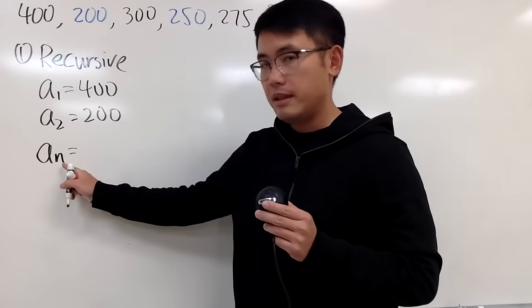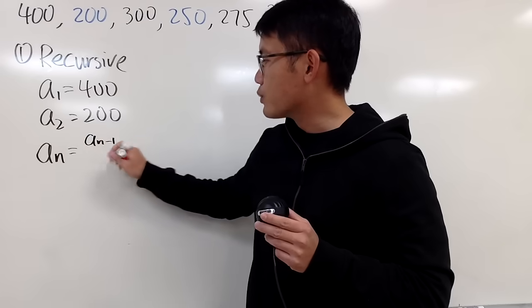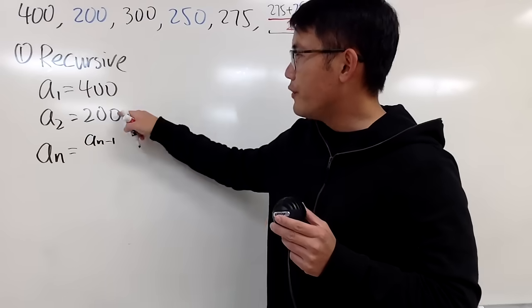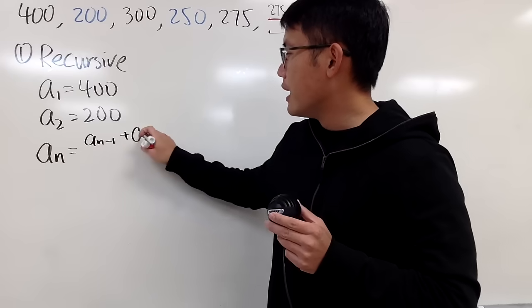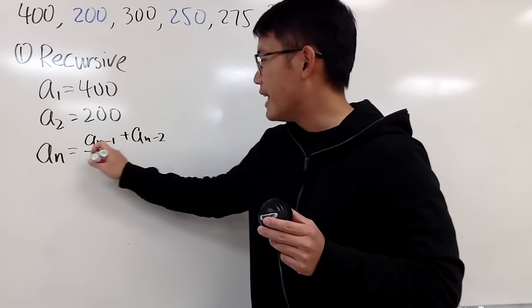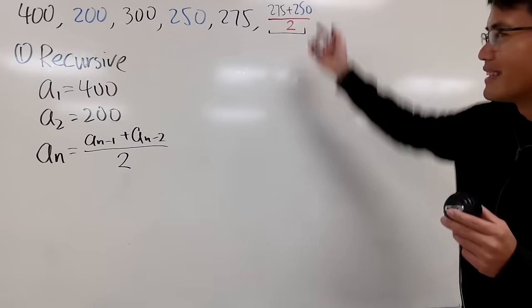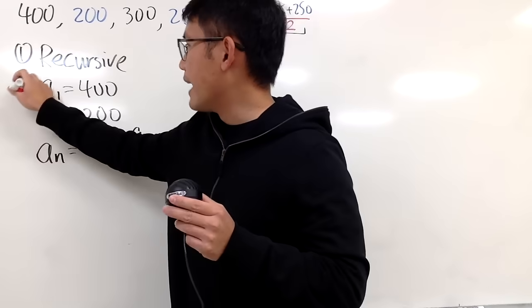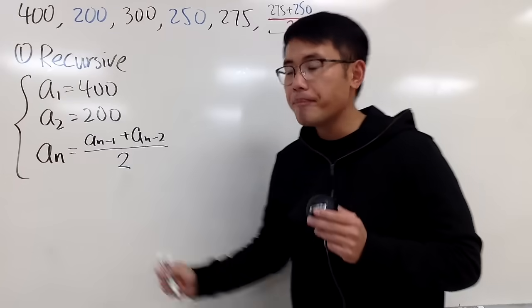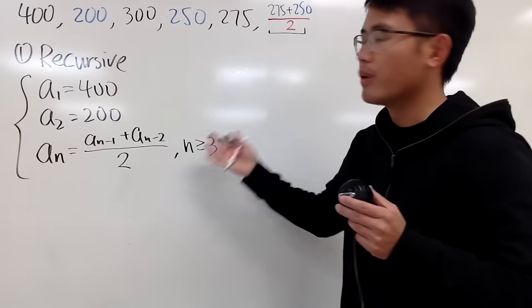So a_n is equal to the previous term, which is a_(n-1), and then the previous, which is a_(n-2). And then we are going to add them up. And then to find the middle, we divide it by 2, which is just like that. So this is how we define the recursive formula. And this works for n greater than or equal to 3.